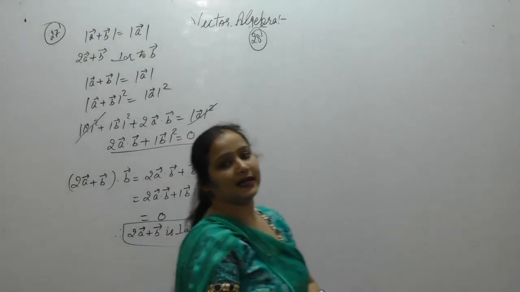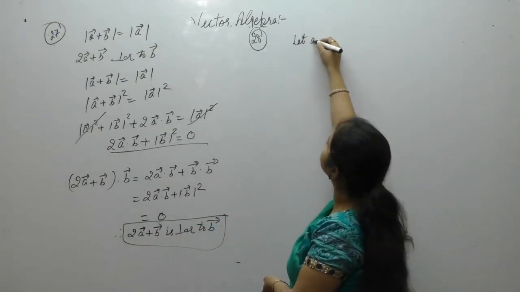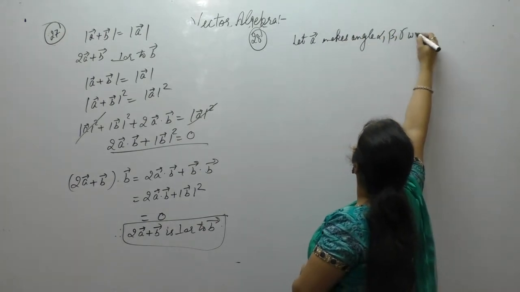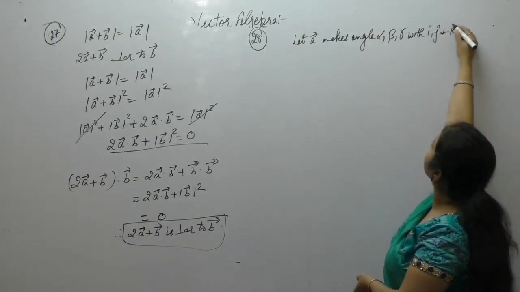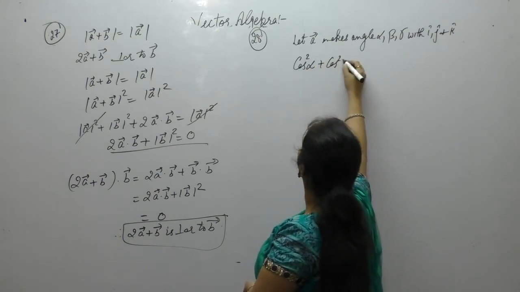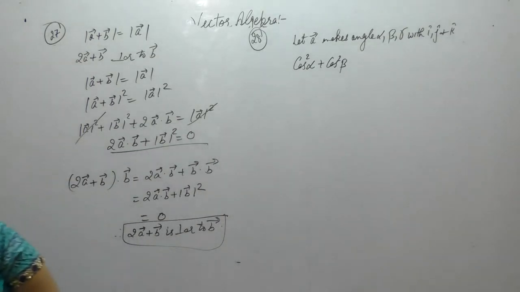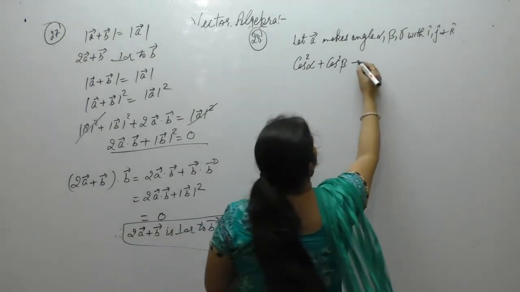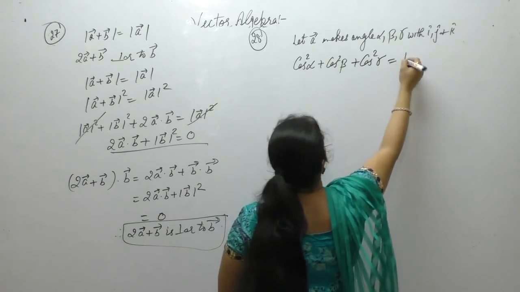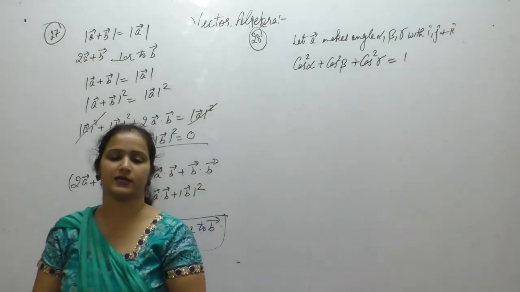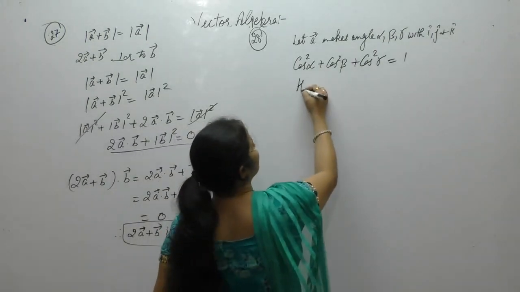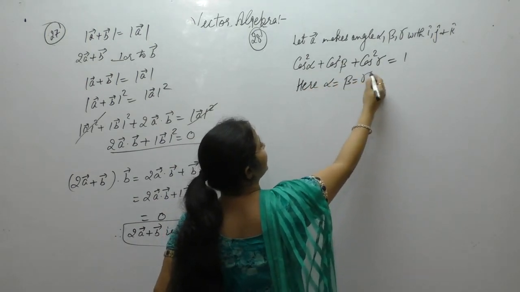We know that let a vector make angles alpha, beta, gamma with i, j and k, then cos alpha, cos beta, cos gamma are the direction cosines. Therefore, we know l squared plus m squared plus n squared has value equal to 1. Cos squared alpha plus cos squared beta plus cos squared gamma has value equal to 1. Here we have been given that it makes an equal angle, therefore alpha is equal to beta is equal to gamma.